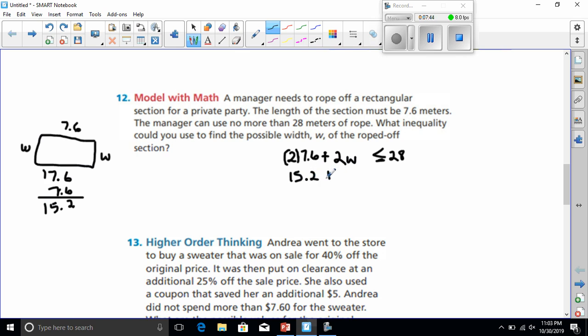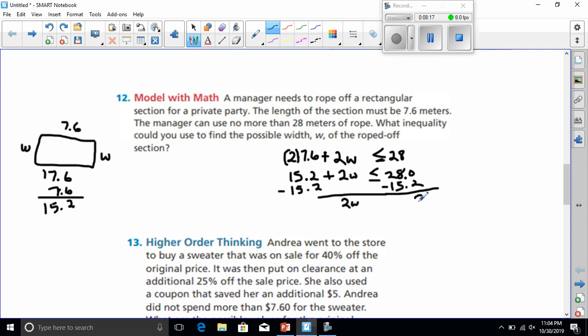And we're going to add that to 2W. And that's got to be less than or equal to 28. And once again, we can go ahead and subtract the number from this side. And whatever I subtract from one side, I'll subtract from the other. And this is going to leave me with 2W over here. Now I can say that I need to subtract 15.2 from 28.